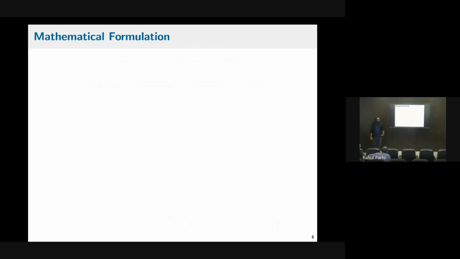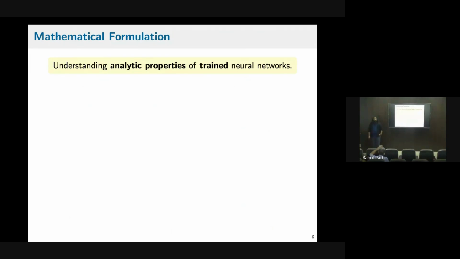So just to get started, let's introduce the mathematical formulation that we'll use throughout the talk. So our goal is to understand analytic properties of trained neural networks. So what even is a neural network?